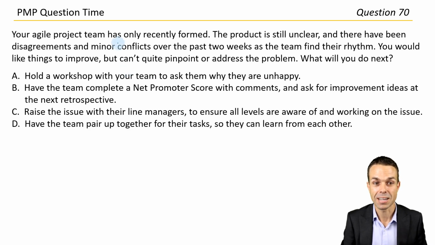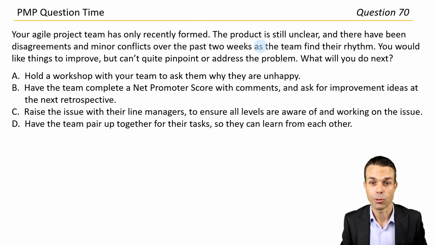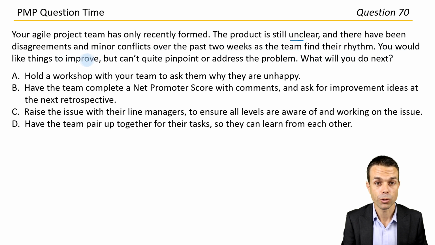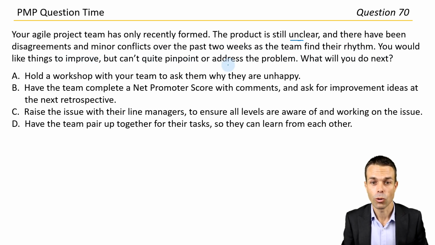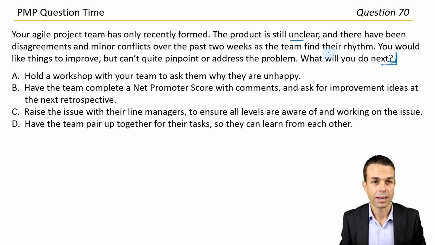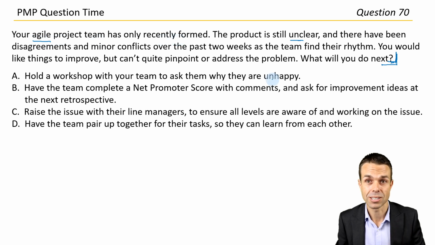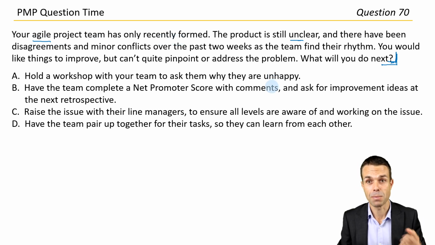Your Agile project team has only recently formed. The product is still unclear, and there have been disagreements and minor conflicts over the past 2 weeks as the team find their rhythm. You would like things to improve, but you can't quite pinpoint or address the problem. What will you do next? So do we need to problem solve with our team? Probably again, Agile-wise, what do we do? Retrospectives. So if we're stuck, we hold a retrospective, we find out what is challenging us, what's not working well, we get that feedback, take actions, and we problem solve and move forward from there.